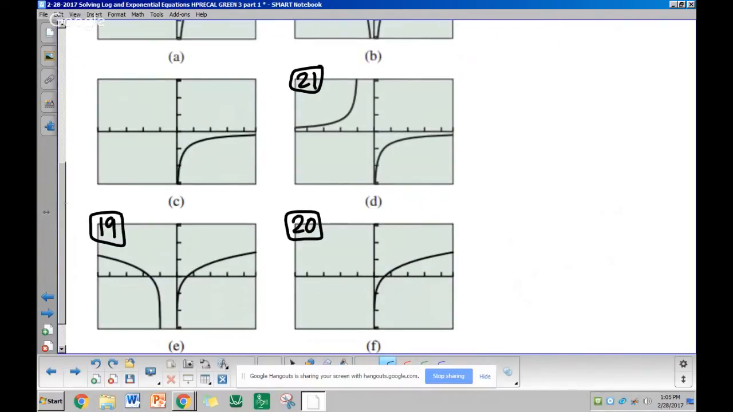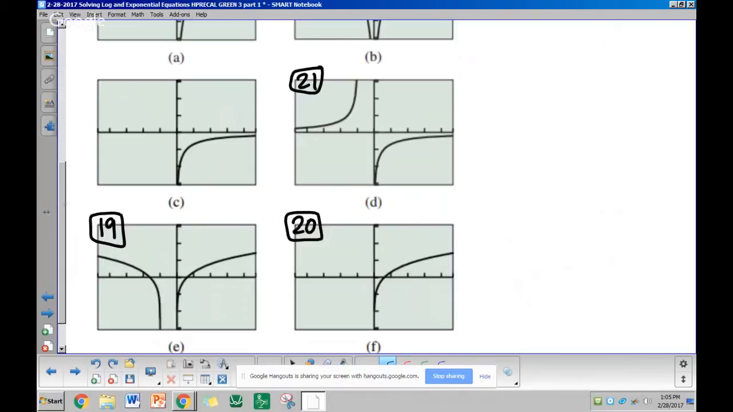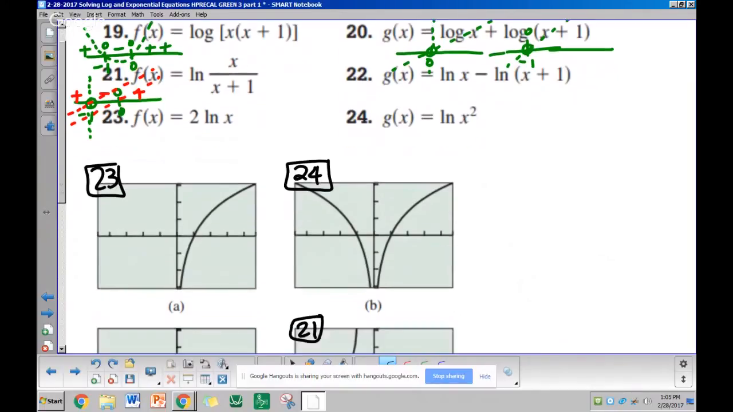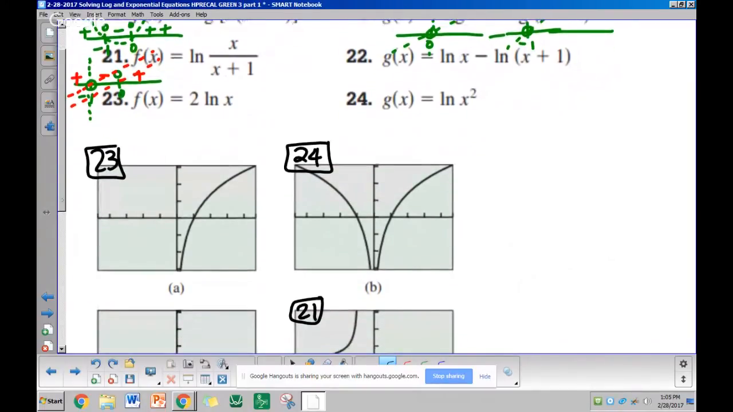When you simplify 20, don't you get the same thing as 19? You do, except that the domain is different. In the domain here, I've got some multiplication to consider that'll give me some positive area. I'm not multiplying here, you know?